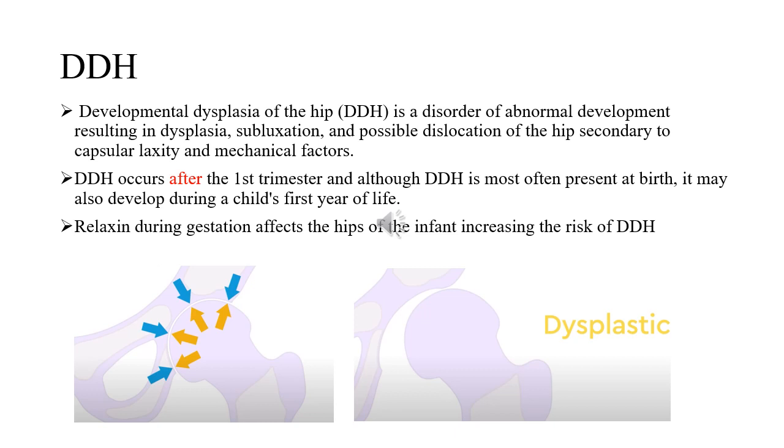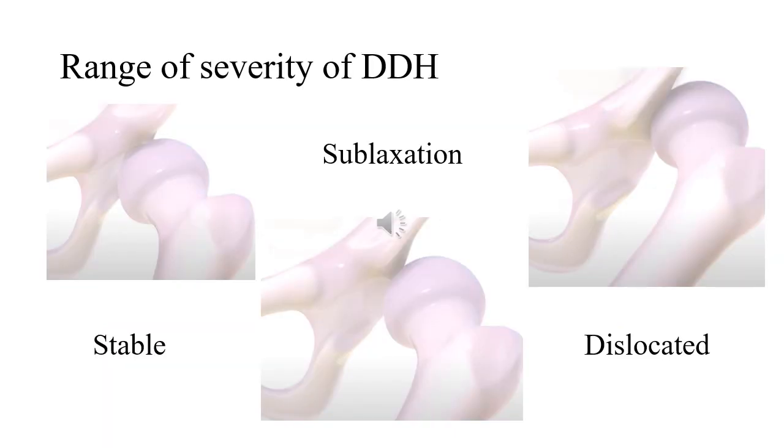So to define DDH, it is a disorder of abnormal development of the hip joint, particularly of the acetabulum, leading to a spectrum of problems that can occur afterwards. So DDH generally starts during pregnancy, particularly in the third trimester of pregnancy.